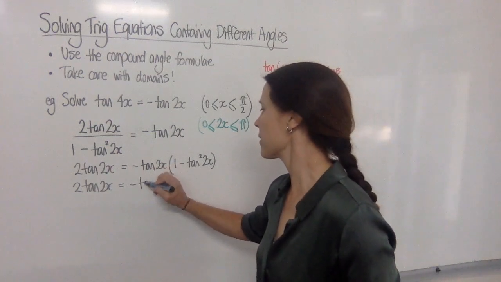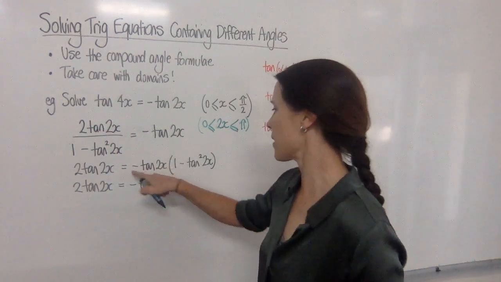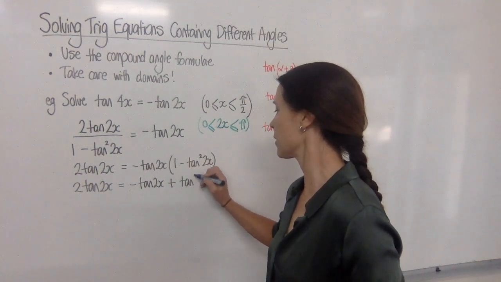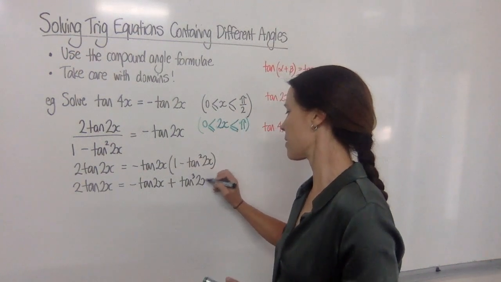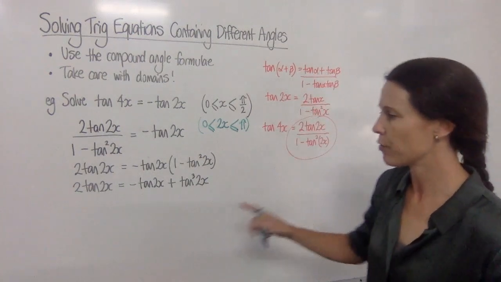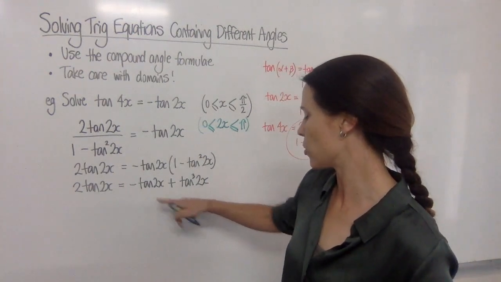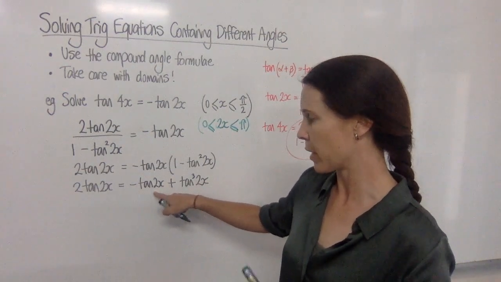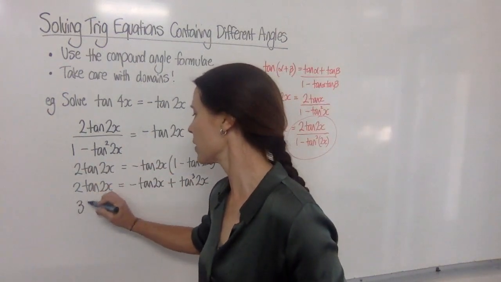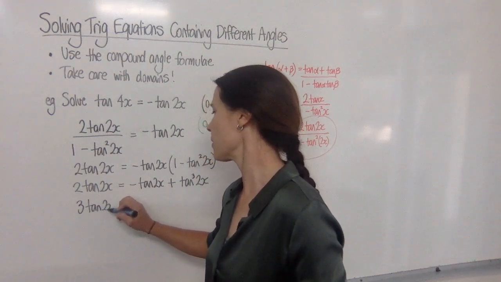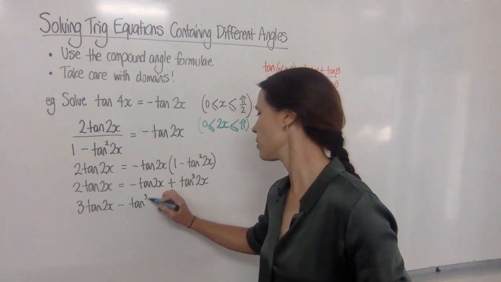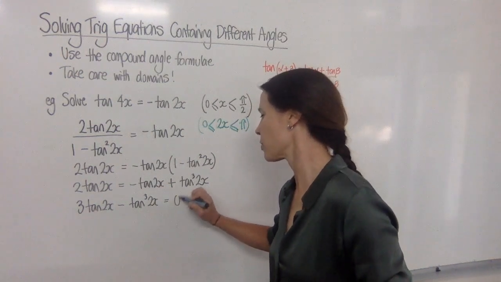I've got minus tan 2x, and a negative makes it plus. So I've got tan cubed 2x here. Okay, so we've got tan 2x's, and tan cubed 2x's. So let's add tan 2x to both sides. That will give me 3 tan 2x's here. And we can subtract tan cubed 2x, and that will leave us with 0.